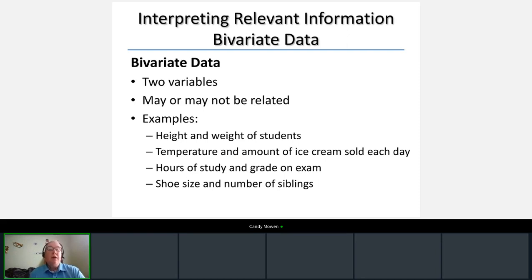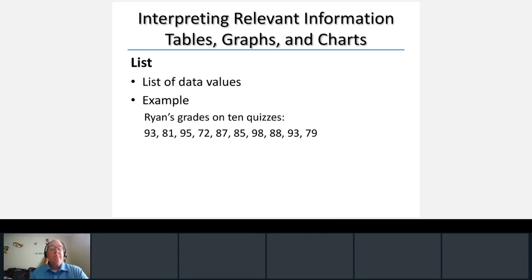Some examples of that are height and weight of the students, temperature and the amount of ice cream sold each day. You can tell how that may not be related. Hours of study and grade on the exam, shoe size and the number of siblings. So here we have a list of data values, for example, Ryan's grades on 10 quizzes listed.